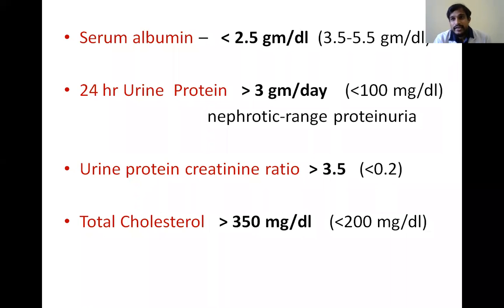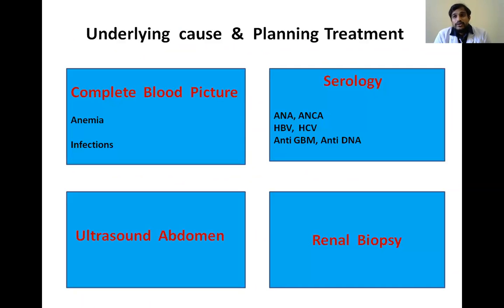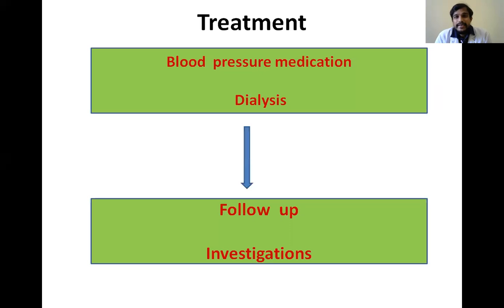So in this way, by combining the renal function test and all these tests, we can confirm the diagnosis of nephrotic syndrome. And to see the underlying causes, we'll do all the other relevant tests. And for planning treatment, we'll do all the imaging techniques and biopsy, and we'll plan the treatment. So treatment includes medication and dialysis. And after completion of treatment, again we'll follow up by doing the investigations. Most commonly, the first investigation is 24 hours urine protein.